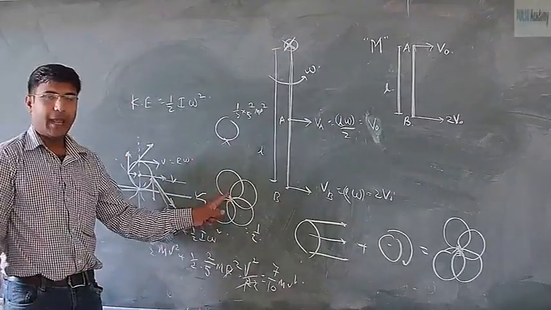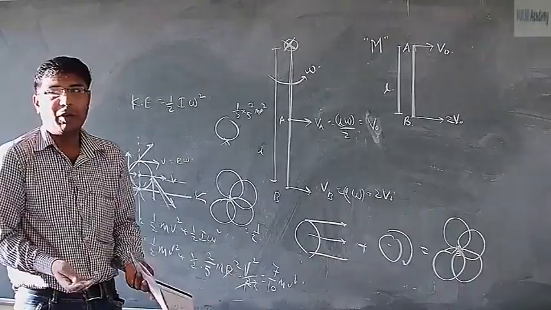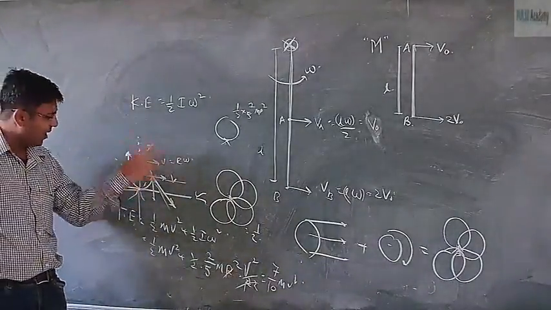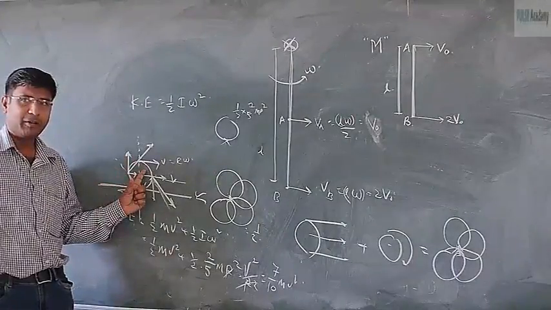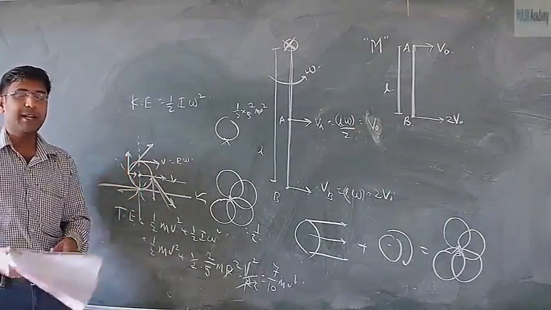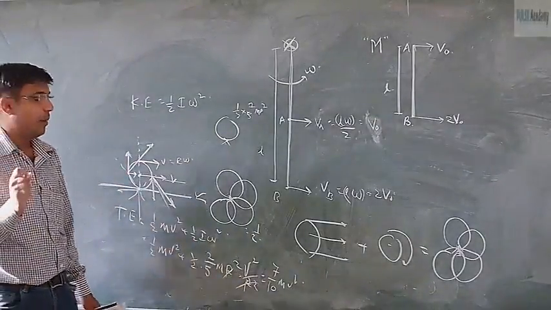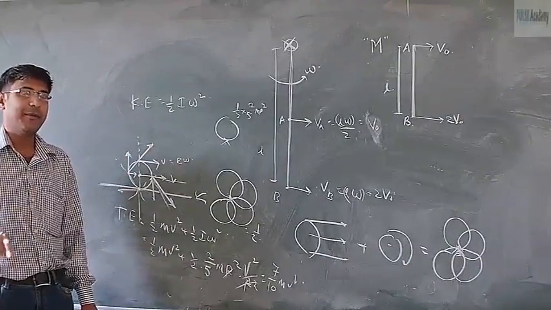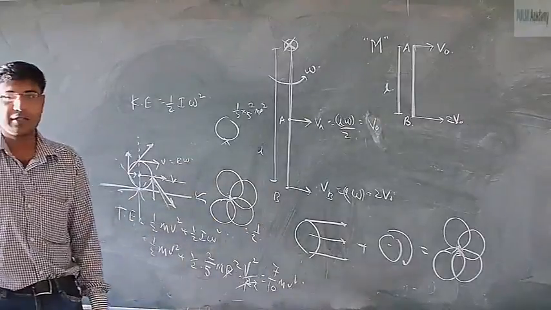And how to find out the instantaneous axis of rotation? Simply draw a perpendicular to any velocity. Take the velocity of any point and draw a perpendicular to it. Now all the normals of all velocities will be intersecting at one single point, and that point is nothing but the instantaneous axis of rotation.